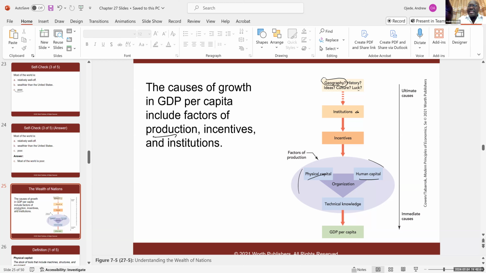And then also you need incentives. Sometimes you need a little bit of incentives to boost economic growth. Incentives can come in terms of tax incentives or any other forms of incentives like subsidies. Okay? So all these factors, institutions, incentives, geography, and then of course factors of production, are going to lead to what? GDP per capita, higher incomes. Okay? So let's start.